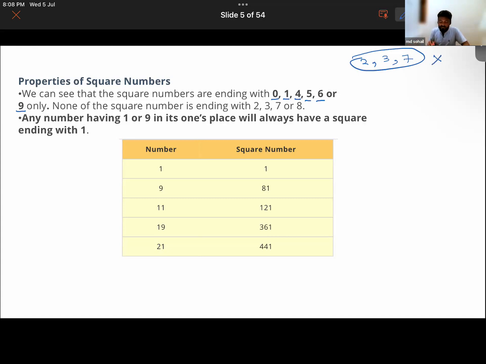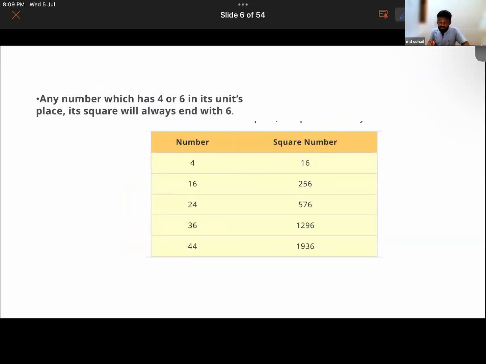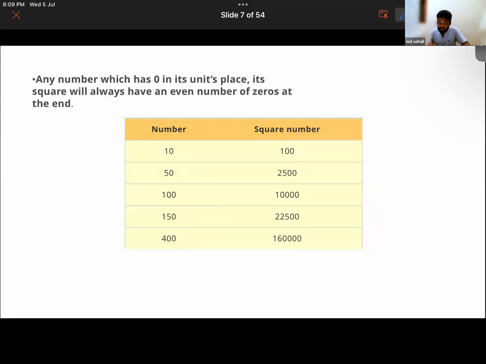If the unit place is either 1 or 9, the square number's unit digit will always end with 1. Then we have numbers like 4 and 6. In the unit place, if you have 4 or 6, it's always going to be 6 in the unit place of its square. Right, guys? Then we have numbers which end with 0. Then its square will also have 0, but the number of zeros will be even or odd.